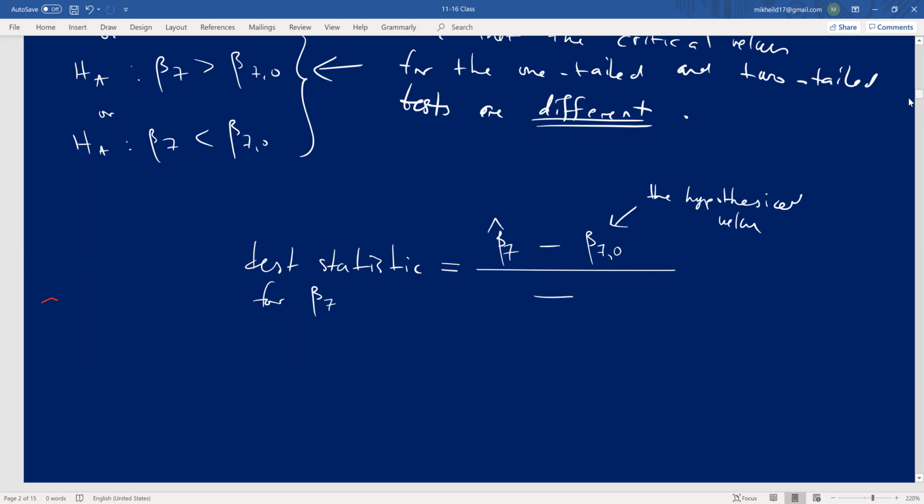And then we divide this by the sigma hat of beta hat 7. Can you tell me what value we usually take for this hypothesized value? 0. Why? Because we want to know if beta hat 7 has any impact on the function or the line. If it's 0, then that means that it does not have any impact on the line.